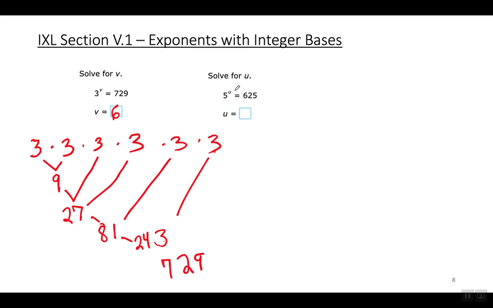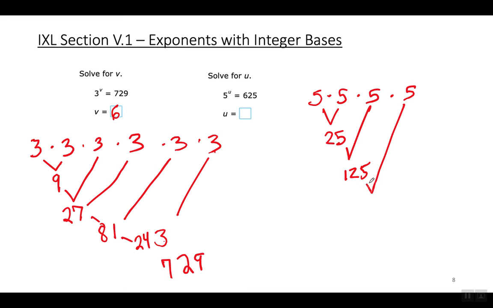All right, so here again, 5 to the what power equals 625? Let's start multiplying 5 times 5 until I get 625. 5 times 5 is 25. If I do it again, 25 times 5 is 125. And if I do it again, 125 times 5 is going to give me 625. So it's 5 to the 4th power.